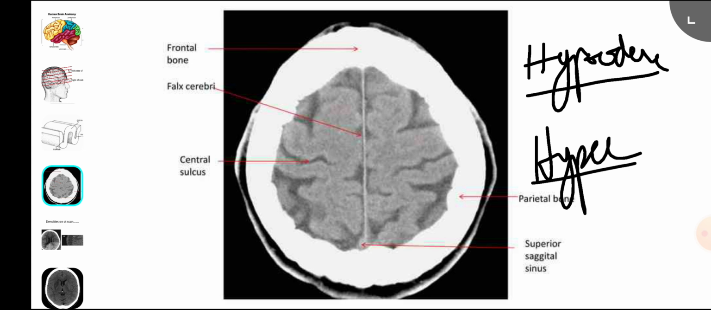So the thing which is darker than the brain, I mean to say, black, is going to be hypodense. And anything that is on the whiter side as compared to the brain, because we have taken the brain matter as a reference, is going to be hyperdense. So white is hyperdense, black is hypodense, just remember that.